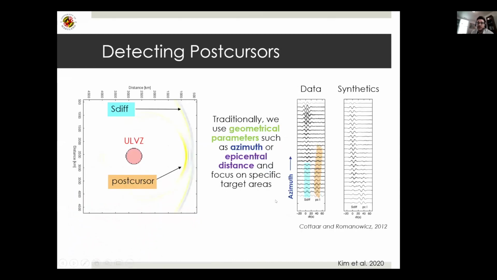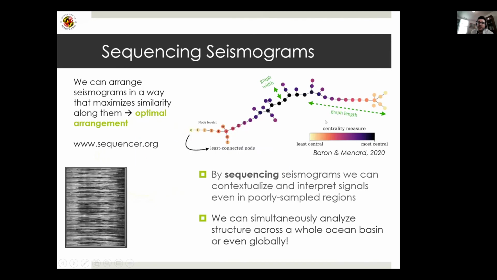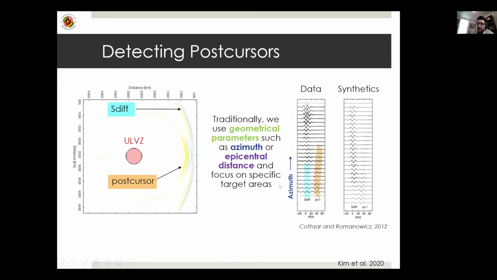So how do we do this usually? Well, usually we would take a bunch of seismic data and arrange it according to some geometrical parameter like the azimuth or epicentral distance. So there's a figure from Kotar and Romanowicz where they ordered by azimuth, and they can see behind this main Sdiff phase, this postcursor that comes in at later and later times as a function of azimuth. But we can take a different look at this data.